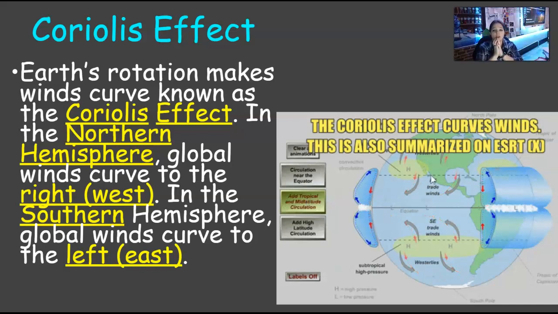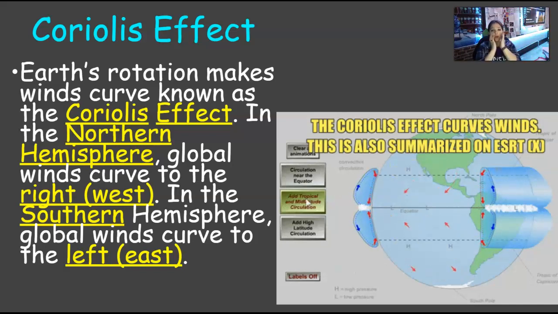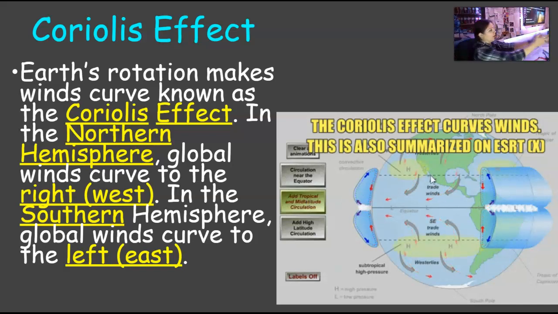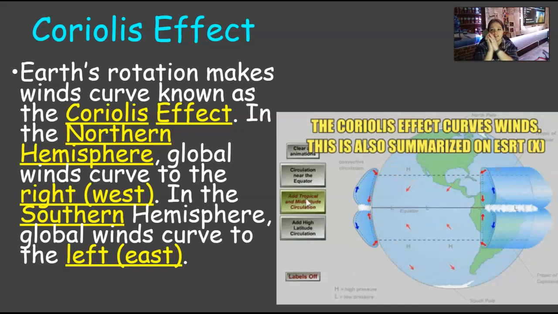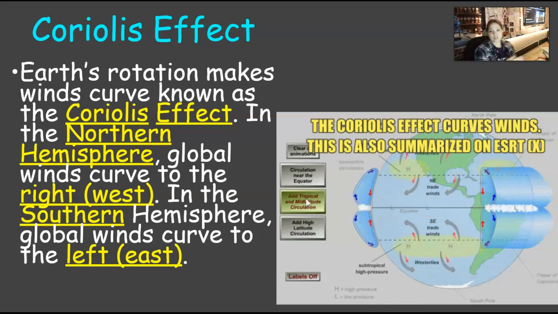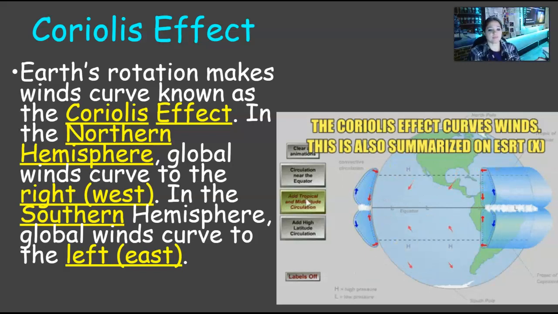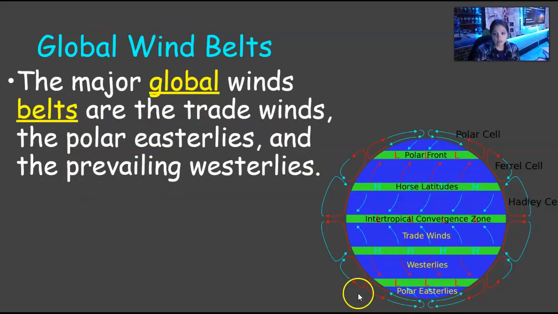I'm throwing it straight, but I'm turning, so it looks like it is moving to the side, right? That's what's going on with the winds. And because of this, we now have wind belts. And we're going to really look at trade winds, westerlies, and easterlies.